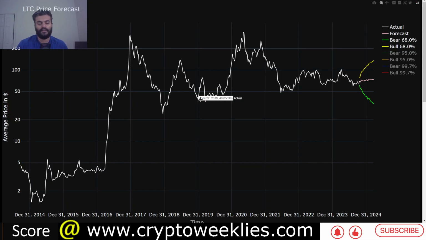The forecast per our model, again, there are three scenarios. The base case is in pink, which is again, if there are no significant bullish or bearish events, that would be the most likely scenario. In terms of if the market were to move up, the bull case is in yellow. If the market were to crash, the bear case is in green.